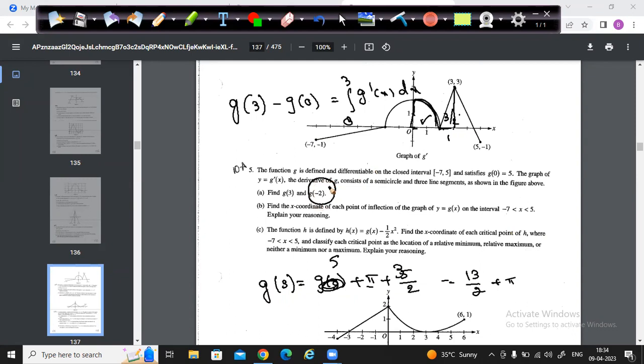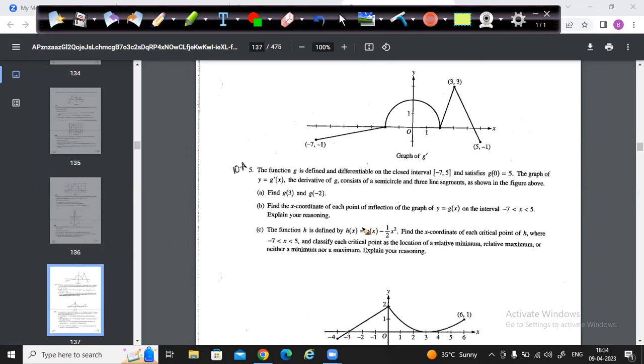Everyone, on your own, find the value of g of minus 2. Just do this and type your answer in the chat box. What should be the answer for g of minus 2? Just take a photo of this here.